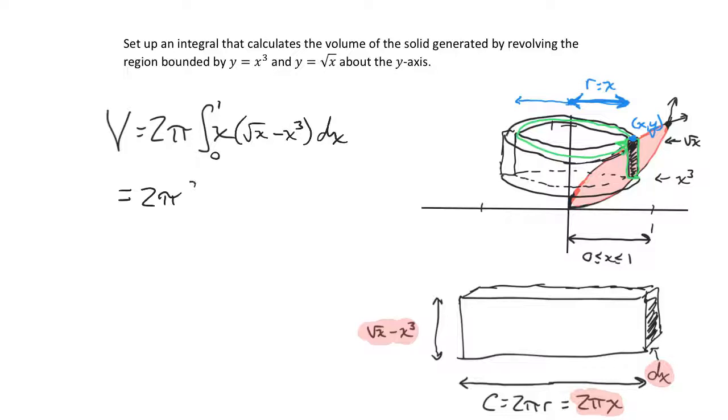Okay, so we'll have 2 pi times the integral from 0 to 1. When we multiply x by the square root of x, we'll end up with x to the 3/2 when you add the exponents. And x times x cubed is x to the 4th.